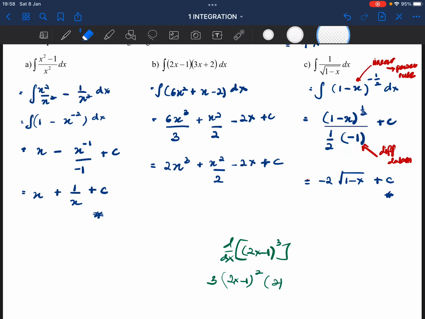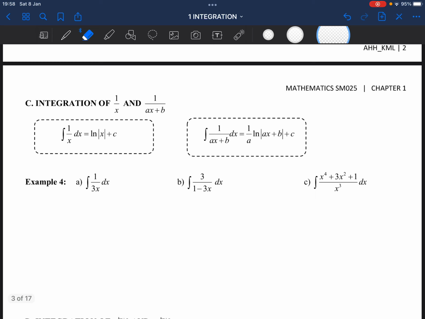Okay, you have to know that your integration is just your antiderivative. So if you can master your differentiation, you can do your integration. Okay, so let's moving on to this next part. Let's consider this as basic rules as well, which is integration of a rational function 1 over x or 1 over ax plus b.